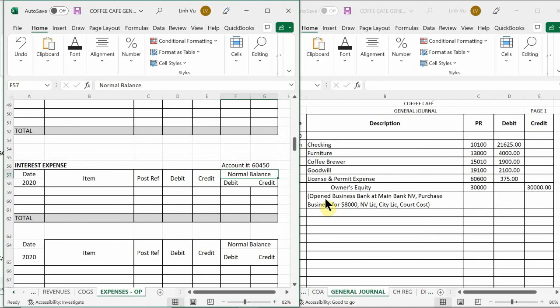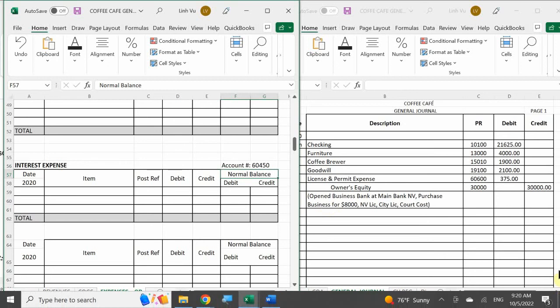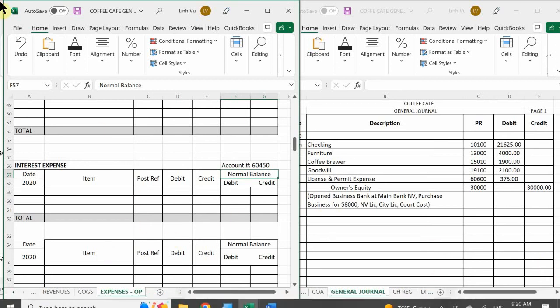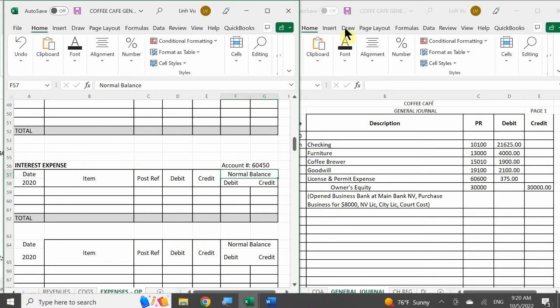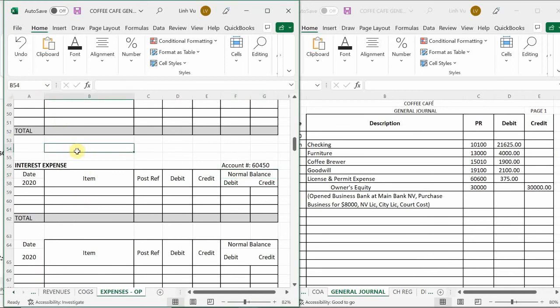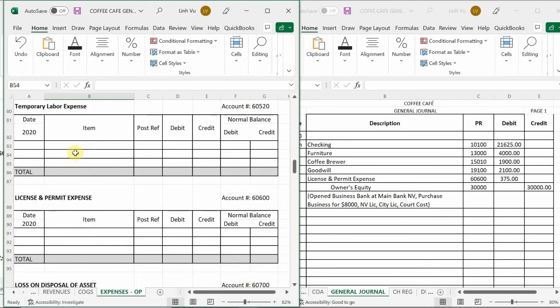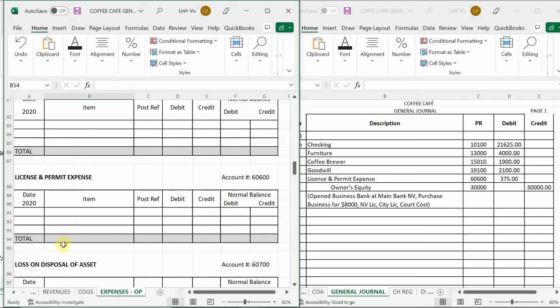Okay. So in this case, since we know this is a license and permit expense, that is an operating expense. So here I am on operating expense, and now I need to just locate where license and permit expense is. Now, I already went ahead and put it in alphabetical order for you. So, license and permit expense right here.